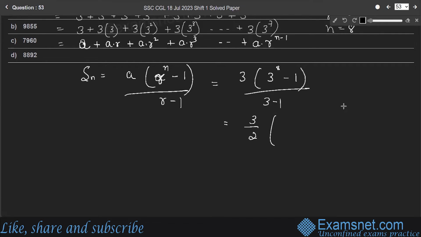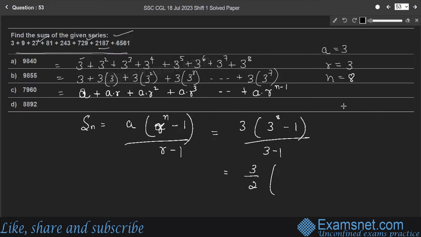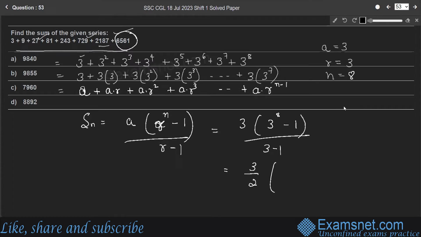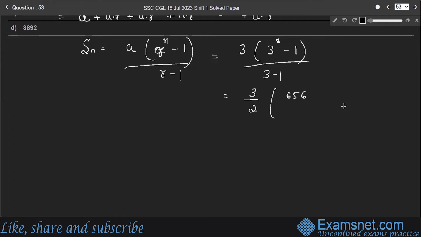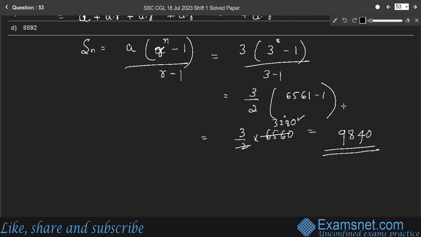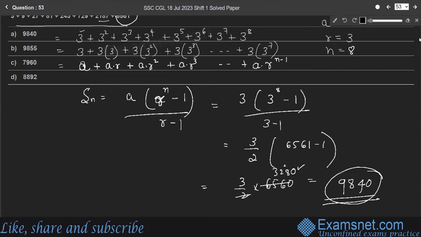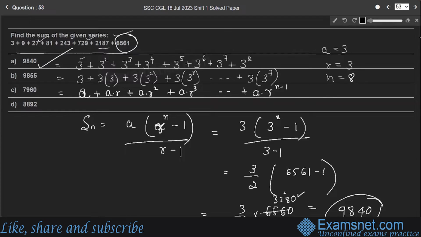So 3 raised to 8 is, which is already given, 6561, right? 6561 minus 1. So which is 3 by 2 into 6560. So 2 into 3, 2 into 2, 2 into 8, 0. Right? Therefore, 3280 into 3. So you will get 9840 is the sum of n terms, right? So particularly the sum of 8 terms in the given geometric progression. 9840 is the answer. Option A.